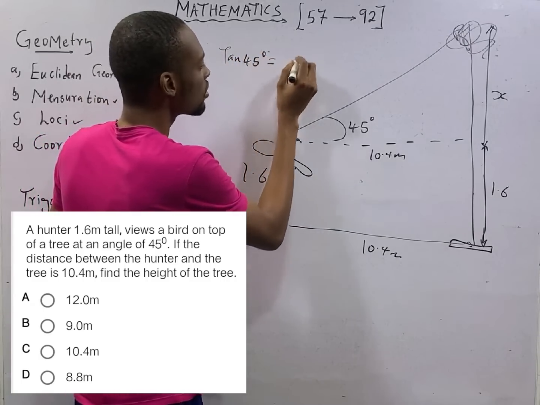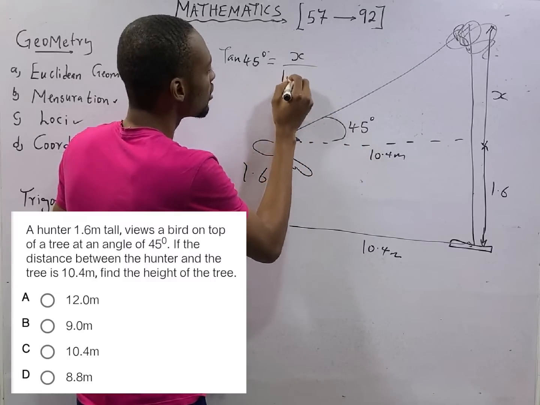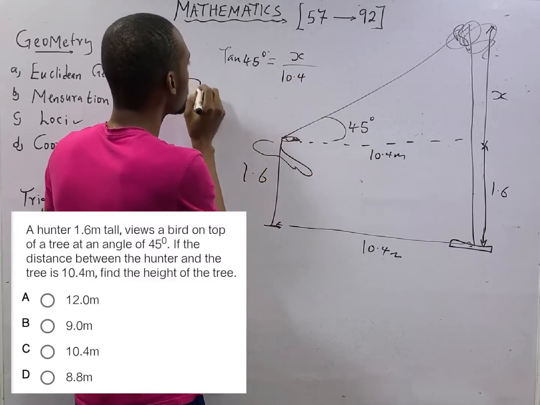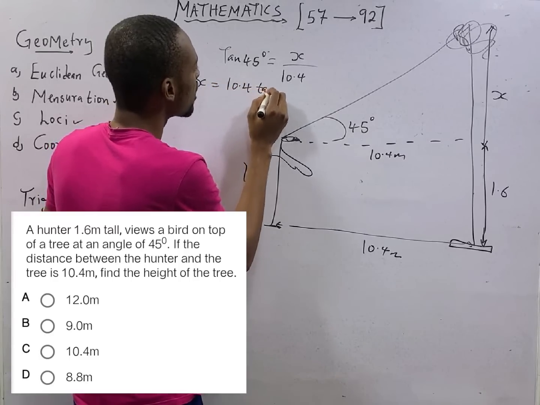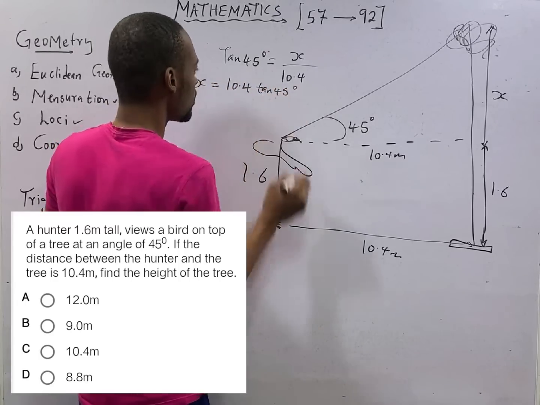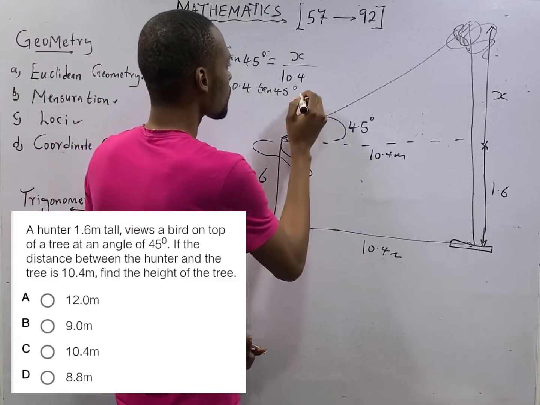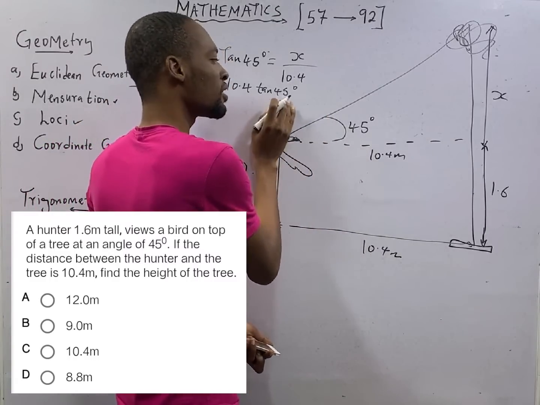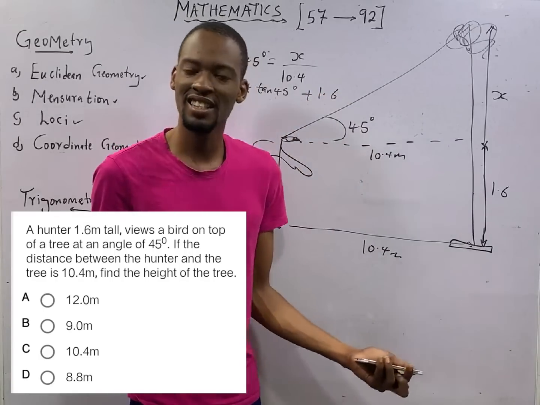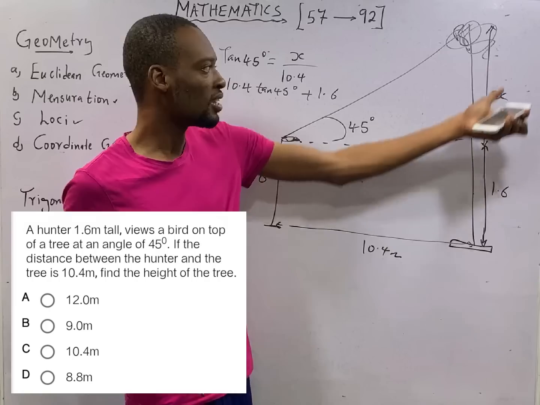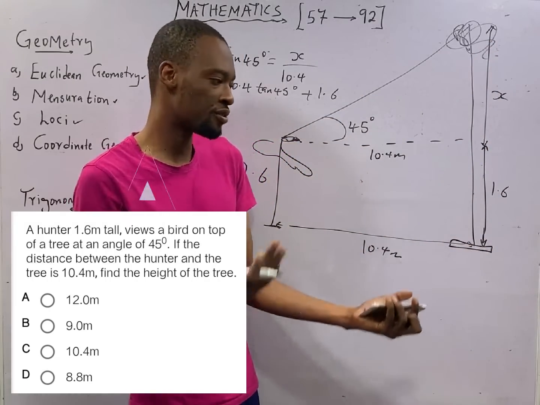45 degrees is opposite S over adjacent 10.4. So S is 10.4 tan 45 degrees. This is S, and the total distance will simply be 10.4 tan 45 degrees plus 1.6, which is the height of the man. Here to here plus the height of the man. That is the correct height of the tree.